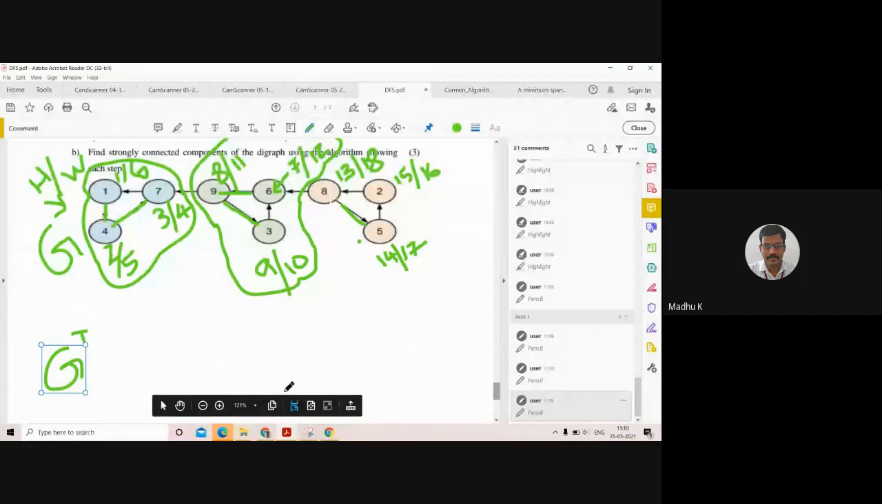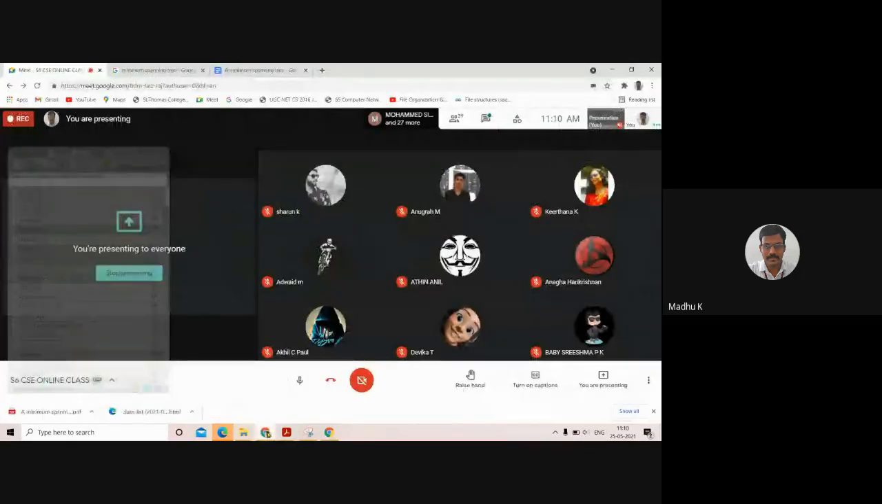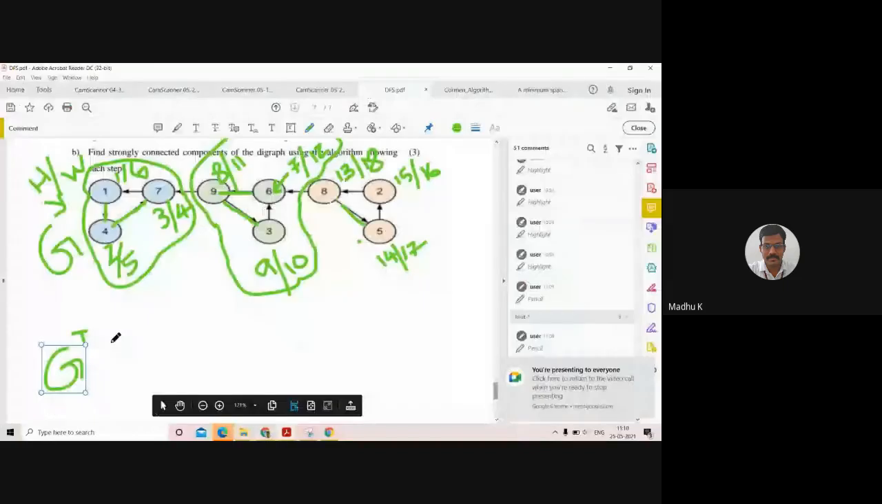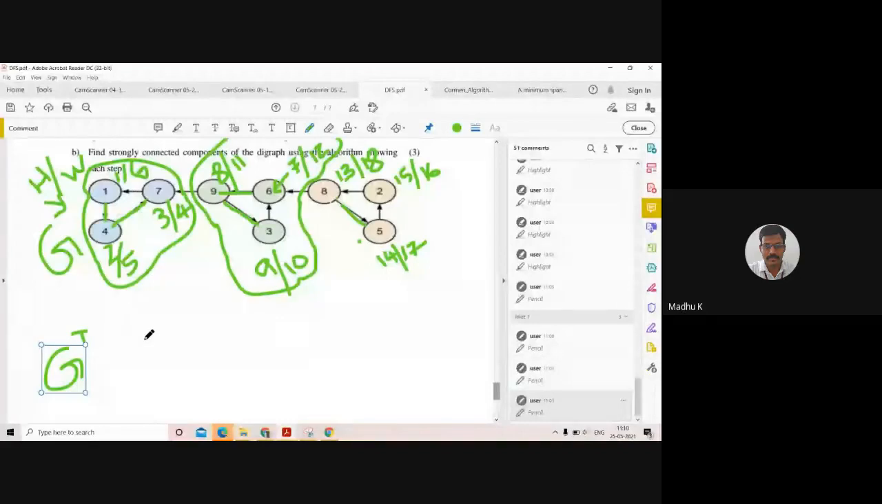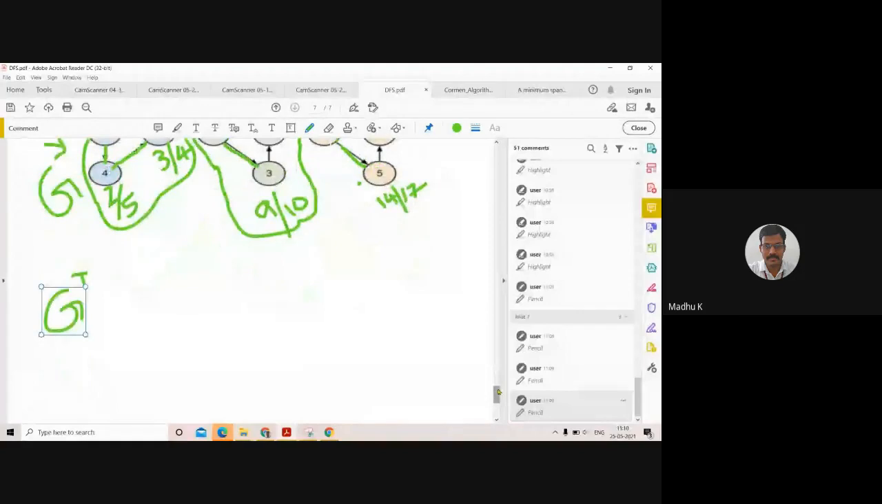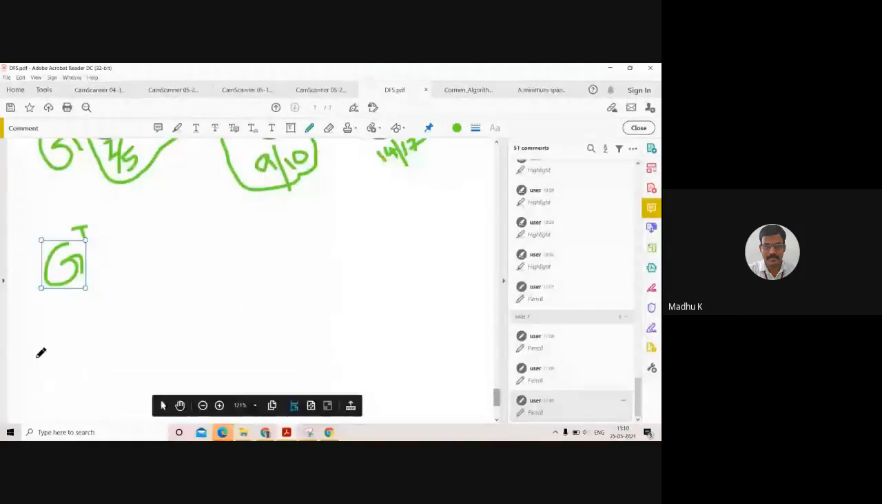Devika, please. Anugrah. How can find G transpose? By reversing the direction of the edges. Then, okay, G transpose I will find. Then what should be the next? I want to perform DFS on this graph. Okay, DFS that you should complete.